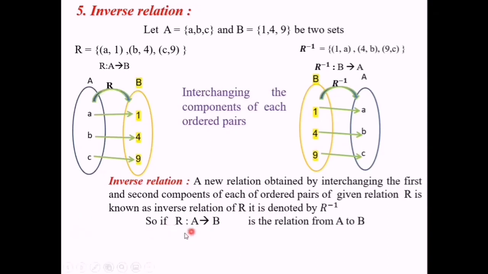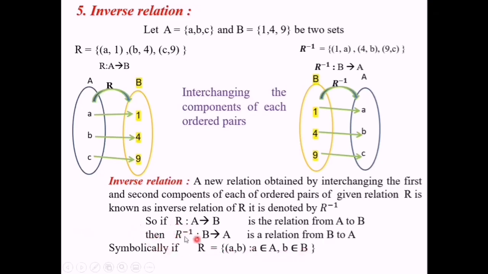So, if R is a relation from set A to set B, symbolically we can write it here. R is the set of ordered pairs (a, b) such that the first component is from set A and the second component is from set B. Then we have the new relation R inverse, a relation from set B to set A. We write here R inverse equals {(b, a)}, where b belongs to B and a belongs to set A.